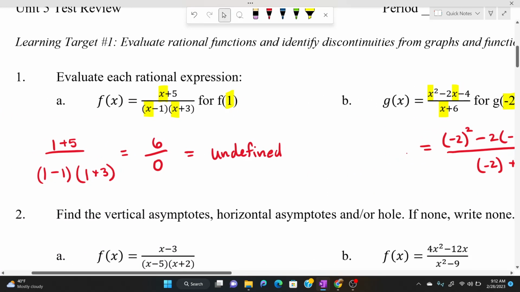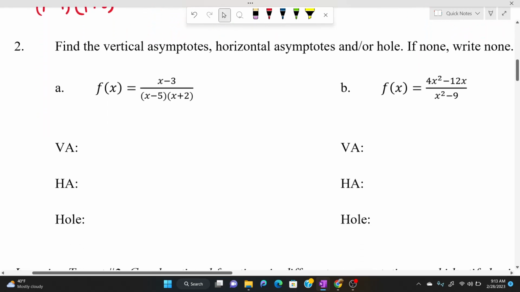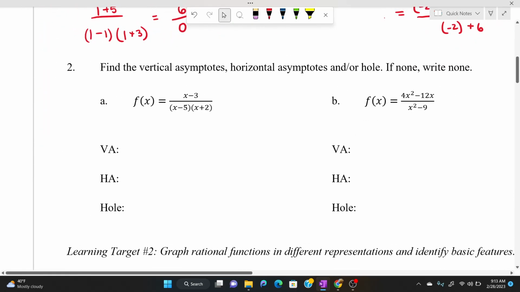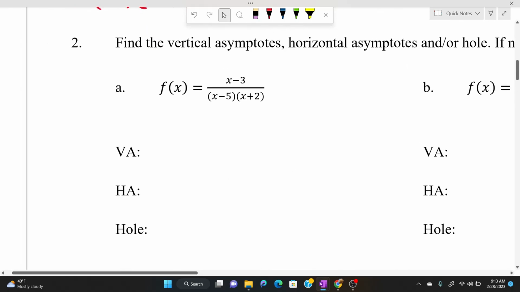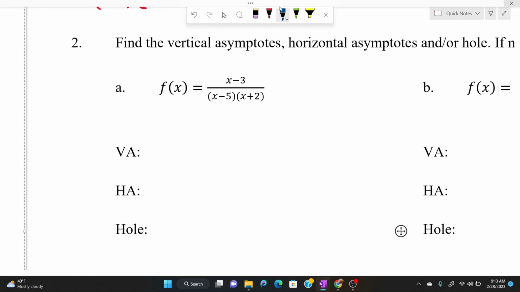Okay, so let's look at number 2 here. It says to find the vertical asymptotes, horizontal asymptotes, and or hole. If none, write none. So here, let's start with the vertical asymptotes. Neither one of these linear factors is going to be canceled because there's no x minus 5 or x plus 2 in the numerator.